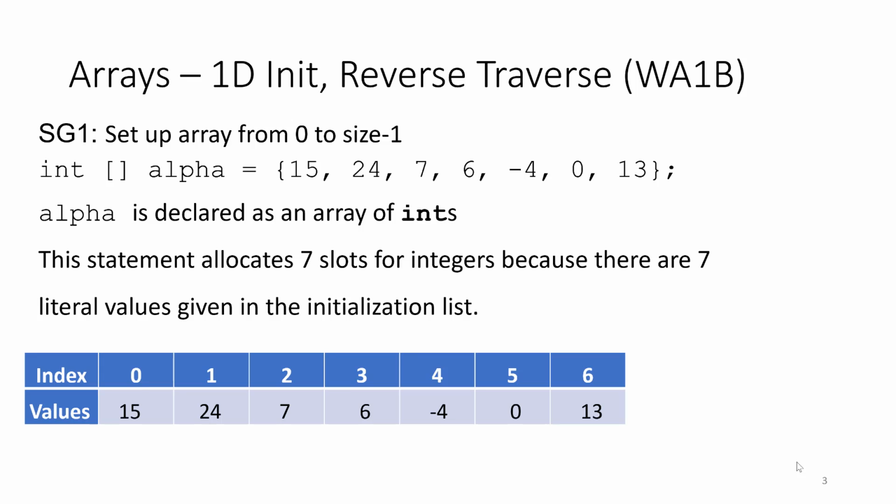Below is what the array alpha would look like. Position 0 in alpha would have the value 15, position 1 would have the value 24, position 2 would have the value 7, all the way up to position 6, the largest index, which is size -1, would have the value 13.